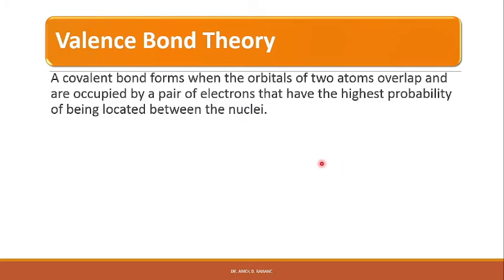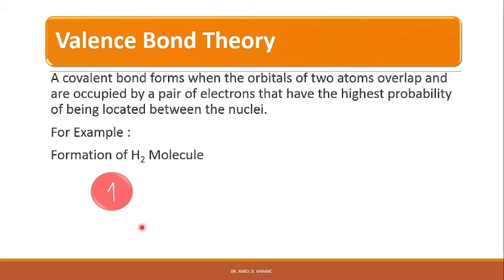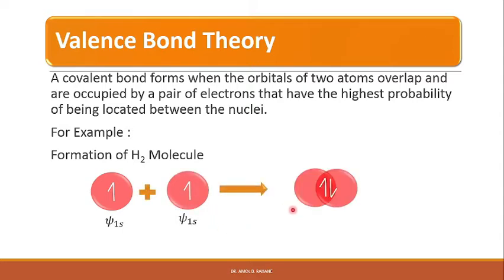So a covalent bond forms when the orbitals of the two atoms overlap and are occupied by a pair of electrons that have the highest probability of being located between the two nuclei. For example, the formation of the H2 molecule. In the case of the H2 molecule, the 1s orbital of one hydrogen atom overlaps with the 1s orbital of the other hydrogen atom, and that gives us the H2 bond. Here the atomic orbitals remain the properties of the individual atoms, but they overlap to form the bond, and the shared electron pair will be in between the two atoms.